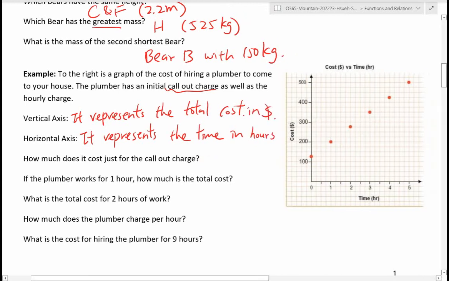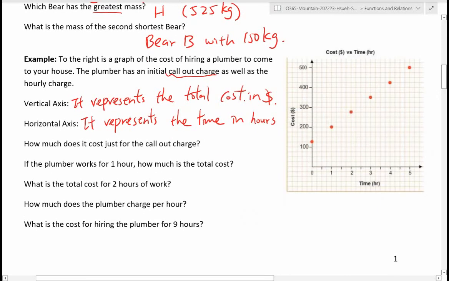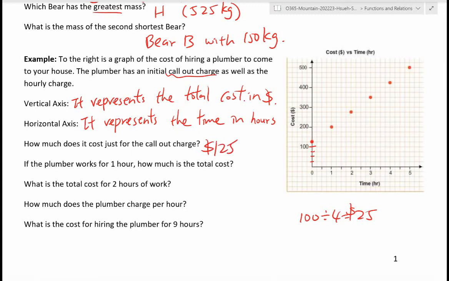How much does it cost for just the call-out charge? You can see this point would tell you the call-out charge because this point happens when time is 0. When time is 0, it shows the charge. Actually, first we need to figure out how much each square is worth. This is 0, so from 0 to 100 it takes 1, 2, 3, 4 squares. Four squares, so each square is 100 divided by 4, which is $25. That's one square above 100, so the call-out charge is $125.